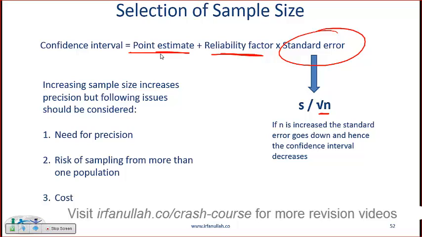The larger the sample size, the tighter your interval. But does that mean you just keep increasing the sample size? There are some issues. The first question you ask is, how precise do I really need to be? The second is that if I take a very large sample, maybe I sample from more than one population, which is an issue. And often trying to get a sample that's too big will be costly.